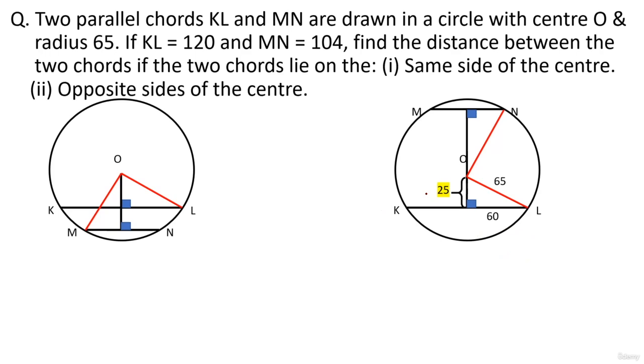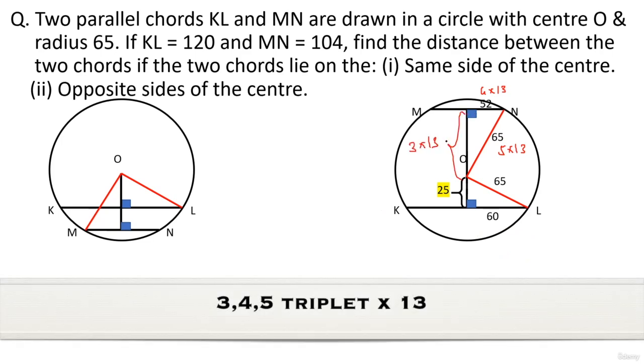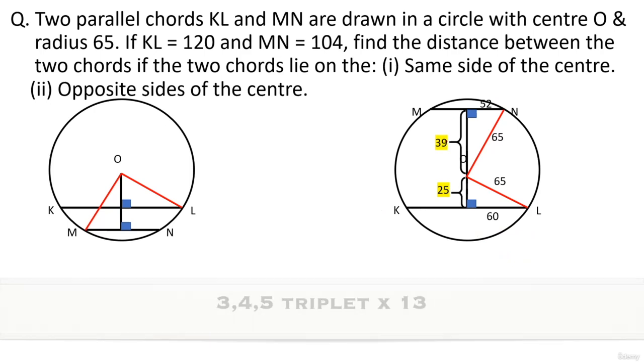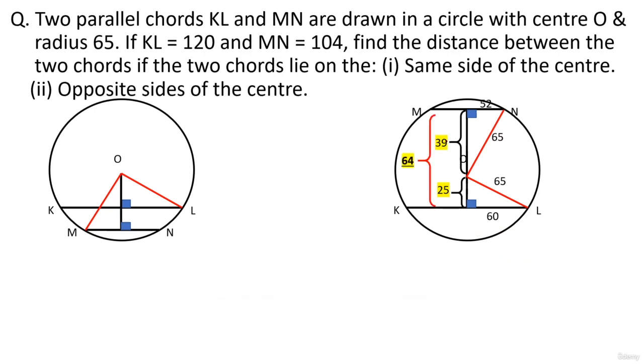By Pythagorean triplets. Same way, ON is 65 and MN is given as 104. So how much will half of MN be? 52. Again, if you observe carefully, guys, this is 4 13s and this is 5 13s. So definitely by triplets, how much will this be? The 3, 4, 5 triplet has been multiplied by 13. So this side will be 3 into 13, 39. Now, how much is the distance between the two chords? 39 plus 25, 64. That's the required answer in this case.